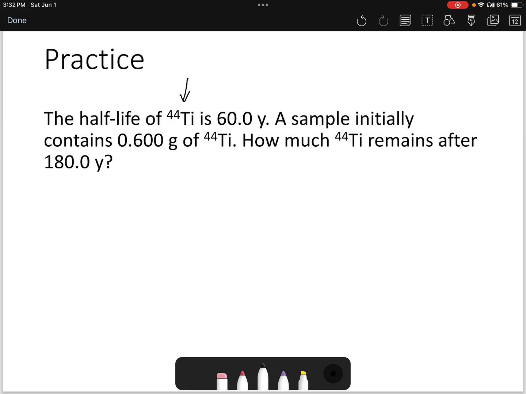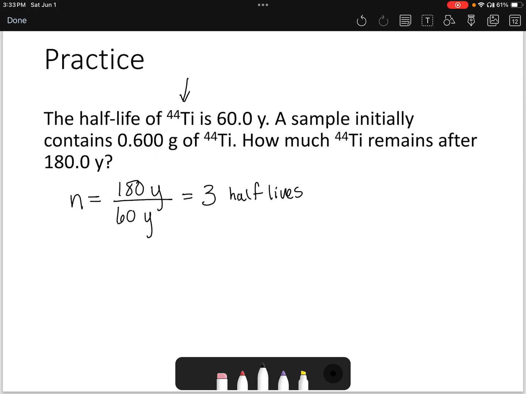All right, so let's figure out how many half-lives we've gone through. So again, I'm going to take the amount of time that has passed, 180 years, and divide that by the half-life, which is 60 years. And that should tell me how many half-lives we've gone through. And this comes out to be 3, so 3 half-lives. So that means that titanium-44 has decreased by half 3 times.